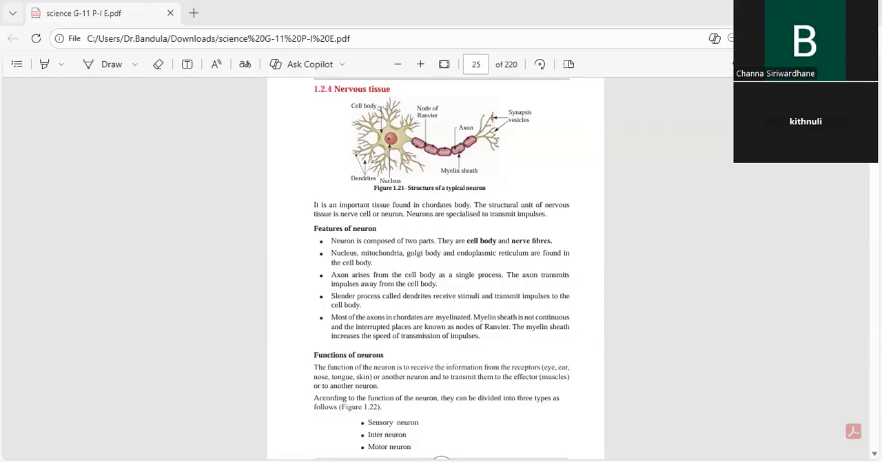Describe the structure of a typical neuron. Right. Don't write the answer for it. Just listen. Describe the structure of a typical neuron.